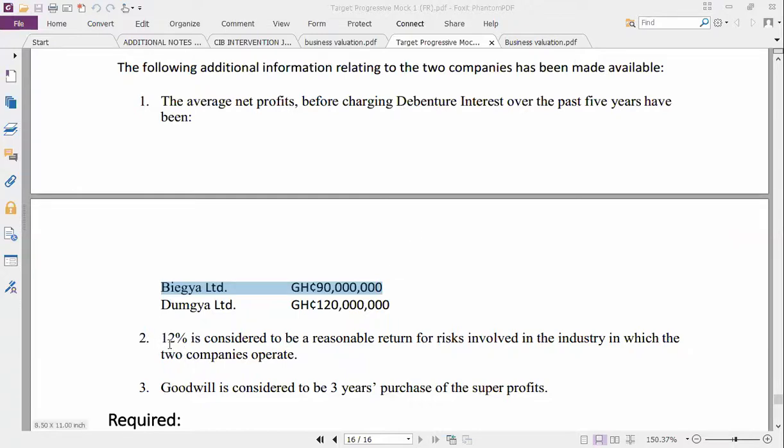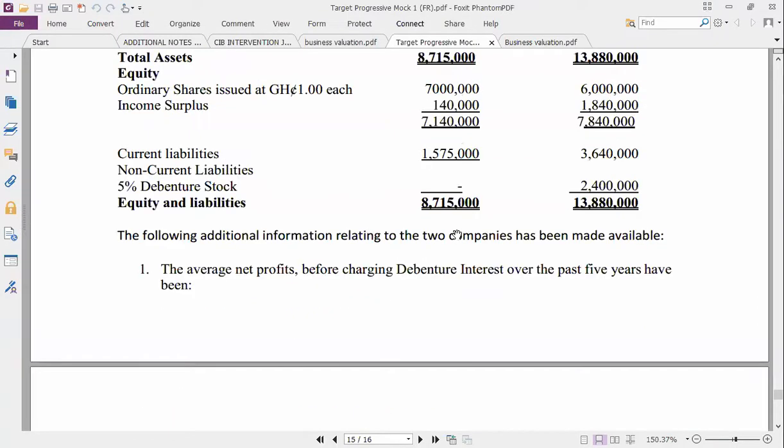Now, note 2. Note 2, that's the expected return is 12%. So what are you going to do? We find the capital employed, then you multiply this 12% by it, and that is what you call the expected return. Then we subtract it from the average profit. Don't forget that if the average profit is lesser, there's no super profit. That is all. So first thing we have to do is we have to calculate the goodwill.